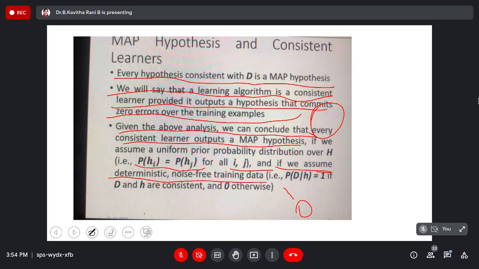Okay, so this is about brute force Bayes concept learning.